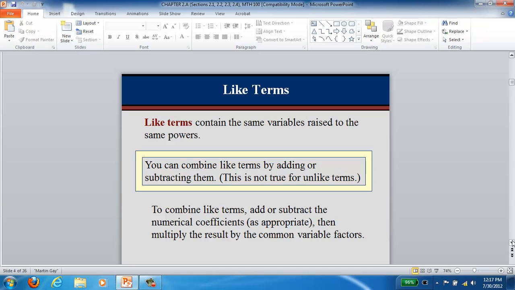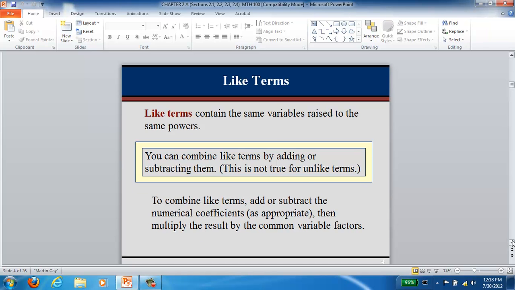Like terms contain the same variables raised to the same powers. You can combine like terms by adding or subtracting them. However, this is not true for unlike terms. To combine like terms, you add or subtract the numerical coefficients, then multiply the result by the common variable factors.